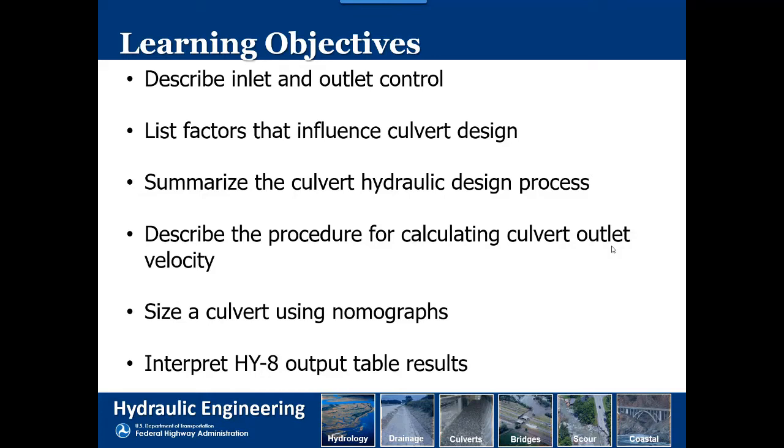We'll describe the procedure for calculating culvert outlet velocity. That's something you get introduced to and will probably have to meditate on for it to completely make sense. So we'll talk about it today, and if you think about it overnight and have more questions, we can come back to it tomorrow morning. We'll size the culvert using nomographs, and then I would actually like to take the time to run the same problem using HY8, so we'll see how our time is working out. We do that in the culvert design course, and I think it would be kind of neat.